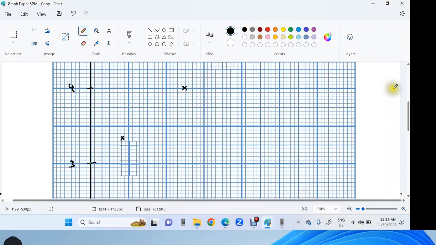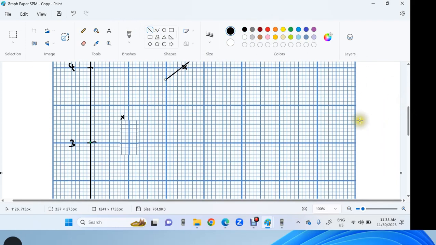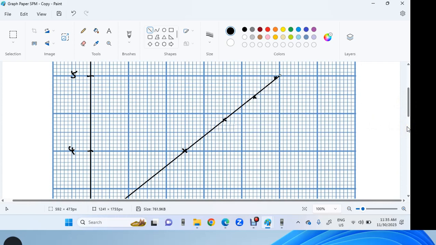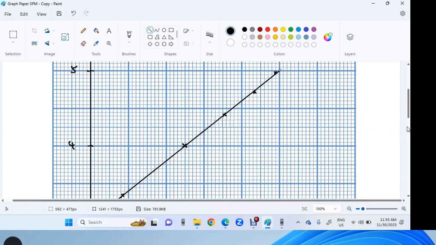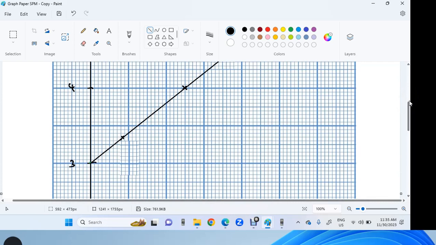So here we have the 1, 5. Okay, 1, 5 is here. So I connect these 2 points. That is the line of best fit. You may need to adjust a little bit, but for this case I don't need to adjust because it almost passes through all the points, and if not passing through, it is balanced. So this is the best fit line.